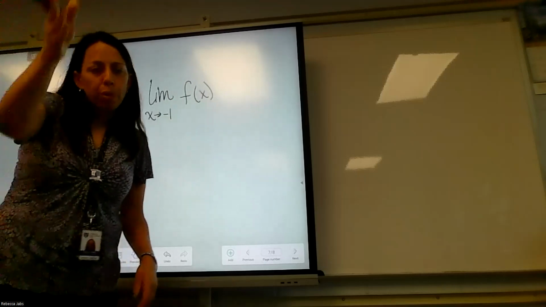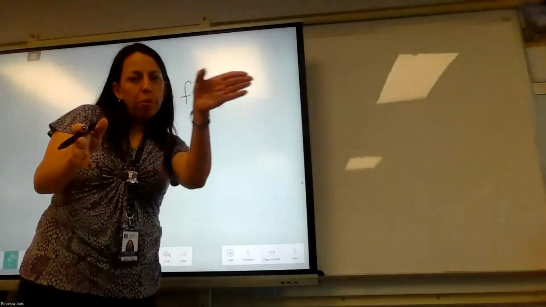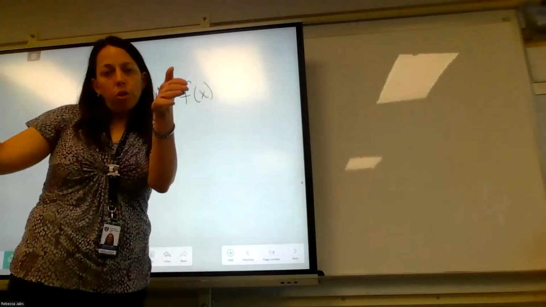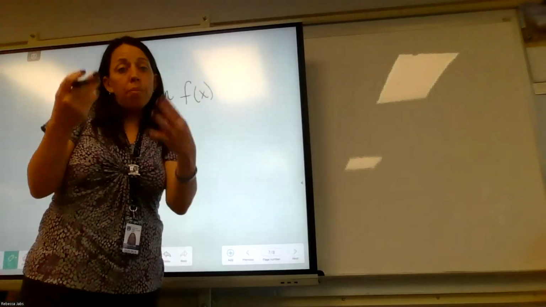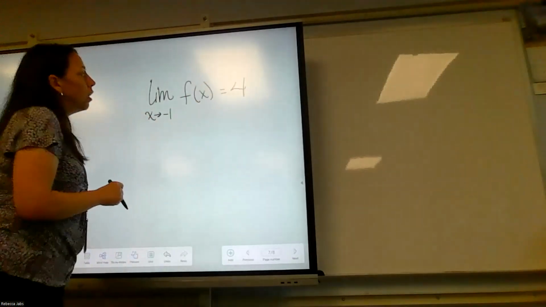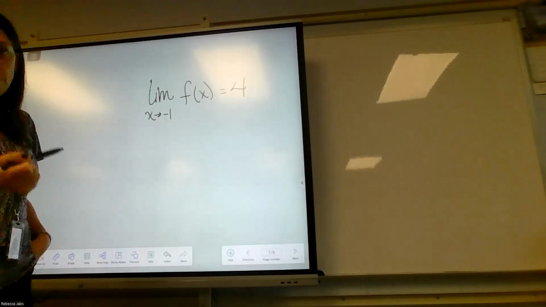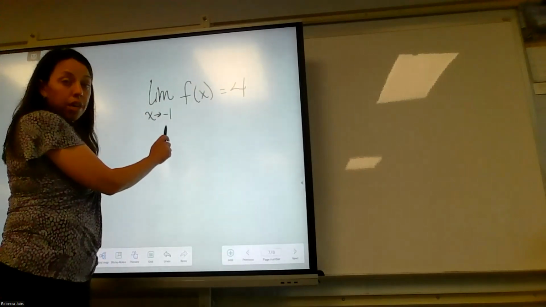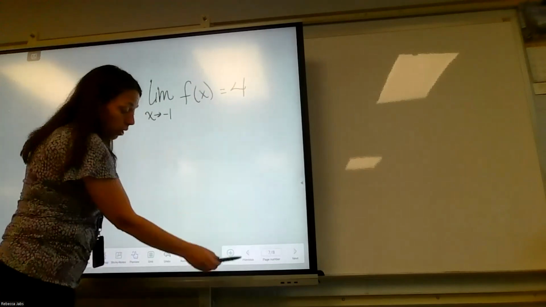So Michaela, do you remember when we were looking at that yellow line? What number was I getting close to on the left side? What number was I getting close to on the right side? Both of those numbers were 4. So since both of those numbers were 4, the limit of the function we were looking at as x was approaching the number -1 equals 4.